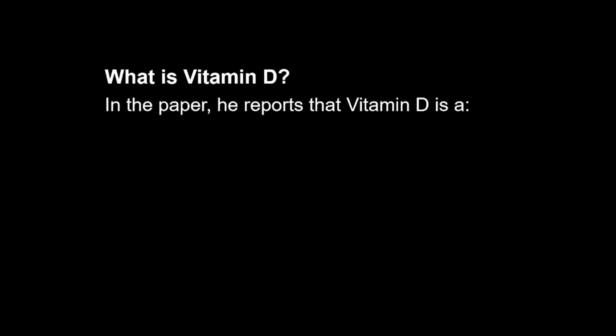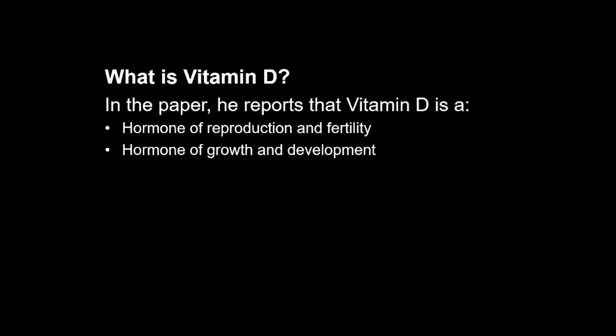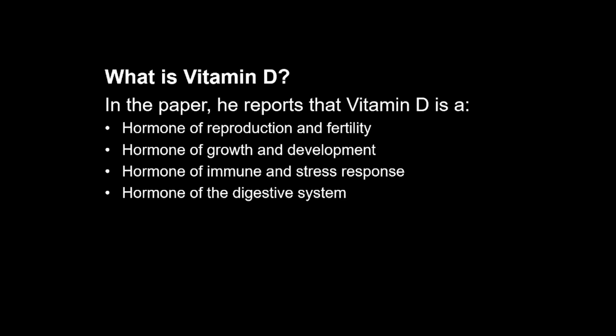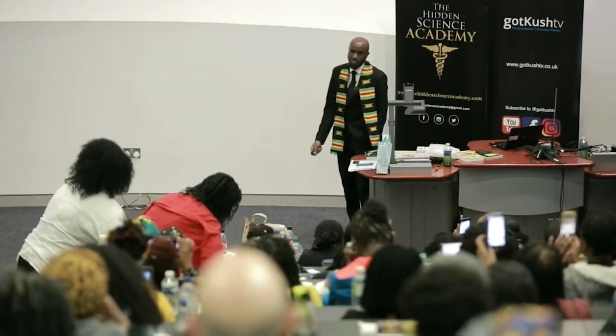Now in 2012, he wrote a paper and published it, a scientific paper about vitamin D. And in the paper, he reports that vitamin D is a hormone of reproduction and fertility. That means if you're lacking vitamin D, you're going to have problems in reproduction and fertility. He says it's a hormone of growth and development. He says it's a hormone of immune and stress response. So if you're lacking in vitamin D, you're going to have issues with stress and immunity. He says it's a hormone of the digestive system. So if you're lacking in vitamin D, guess what you're going to have problems with? Digestion. He says it's a hormone of the central nervous system.